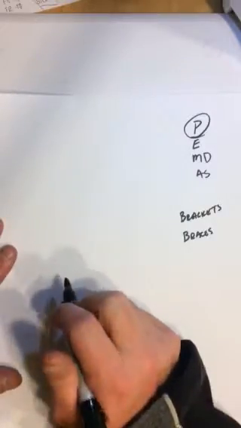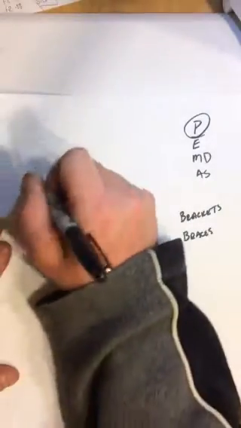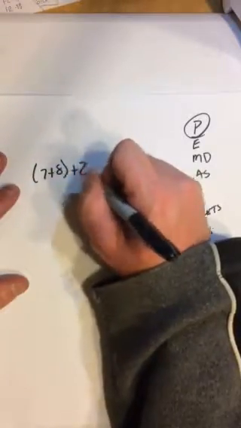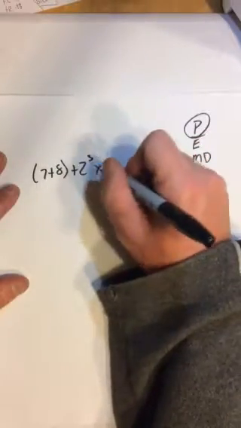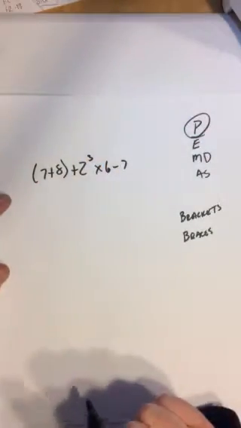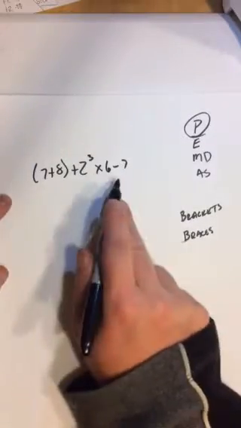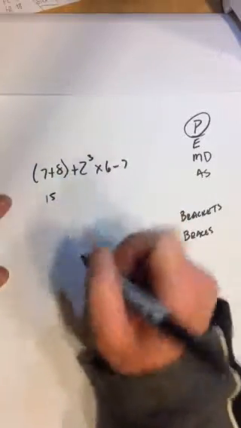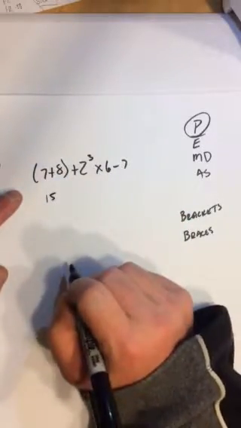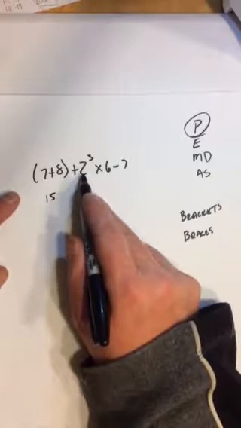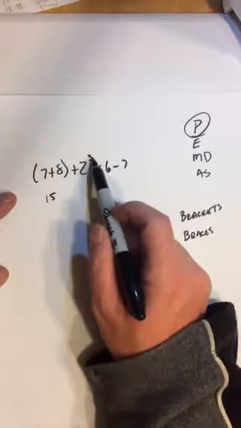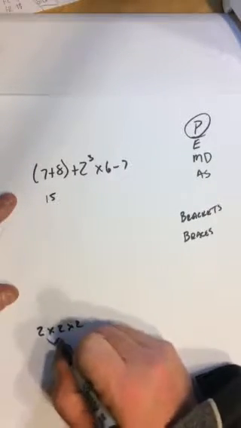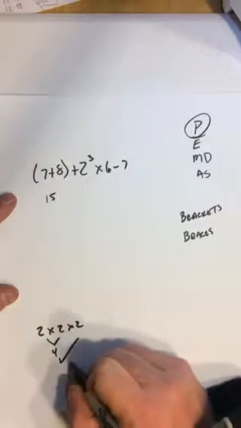In the first video, we looked at the problem 7 plus 8 in parentheses plus 2 to the third power times 6 minus 7. We're going to solve this normally. I'm going to start with my parentheses. 7 plus 8 is 15. I no longer have anything except a value, so the parentheses is no longer useful. We talked briefly about exponents. 2 to the third power is nothing more than 2 times 2 times 2. So that's 4, and 4 times 2 is 8.